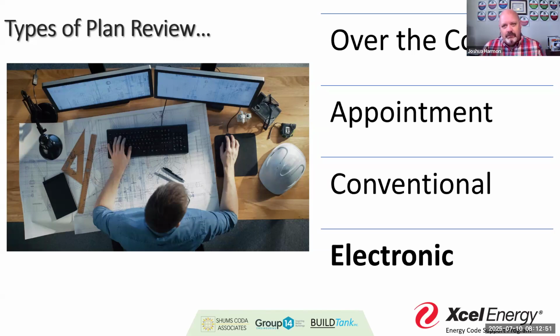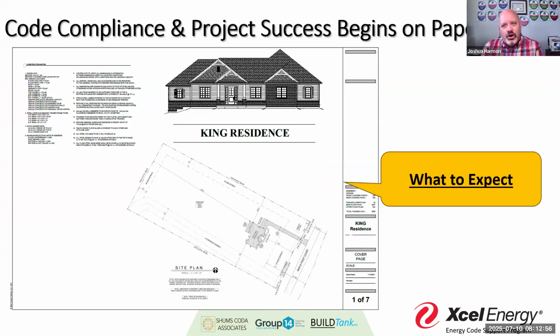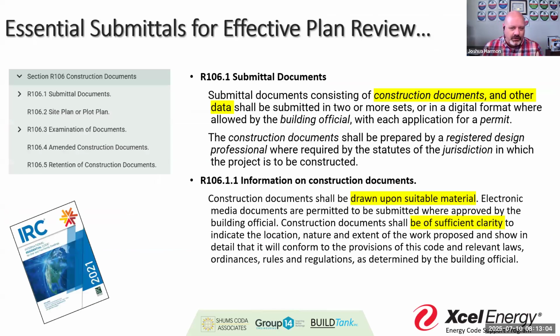So again, we understand there are different types of plan review because we understand that code compliance and project success begins on that paper, right? The code tells us whether we're looking at residential, commercial, or energy, a specific function. We need certain types of submittal documents, right? And the code tells us, here's the things we should be providing: the construction documents, the data, anything that shows that descriptor of the project scope of work.